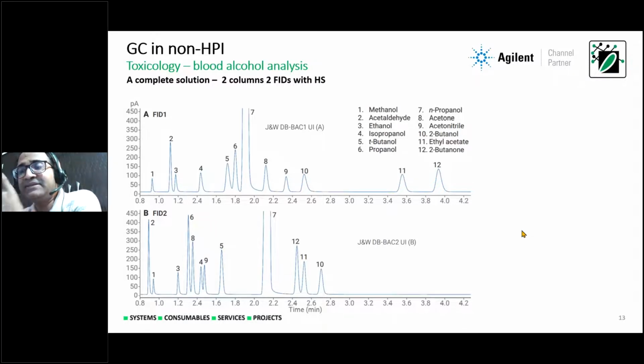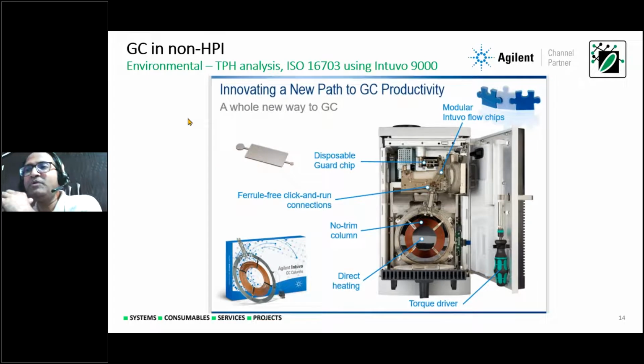The next segment that we are going to talk about is environmental analysis. In environmental analysis, GC is used for many different analyses, and most of the time people use GC hooked up with the MS or the MSMS, because mostly in environmental analysis, we do the analysis of VOCs and SVOCs. The typical SVOCs and VOCs analysis, we do using GCMS.